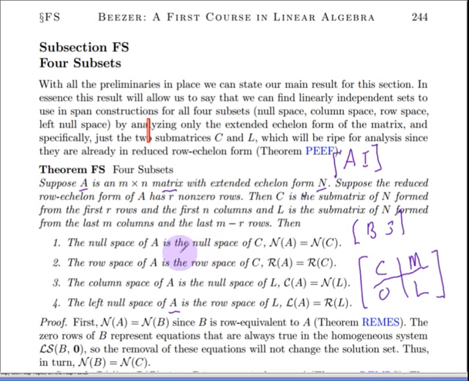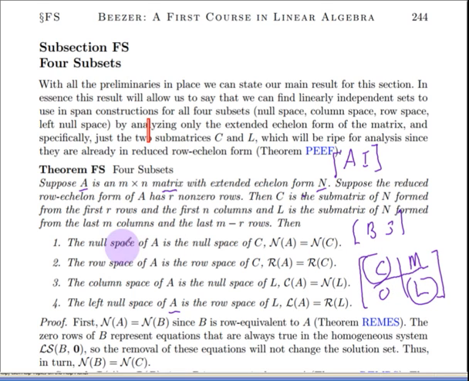So to find these null space, row space, column space, left null space, you're going to focus on these two submatrices. From the last section, we discovered that both of these are in reduced row echelon form. In fact, C is the reduced row echelon form of A without the zero vectors. And L is the reduced row echelon form that enables us to find the null space of A.